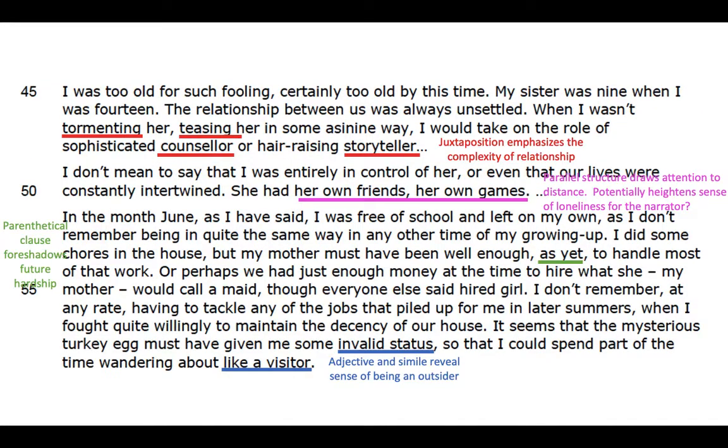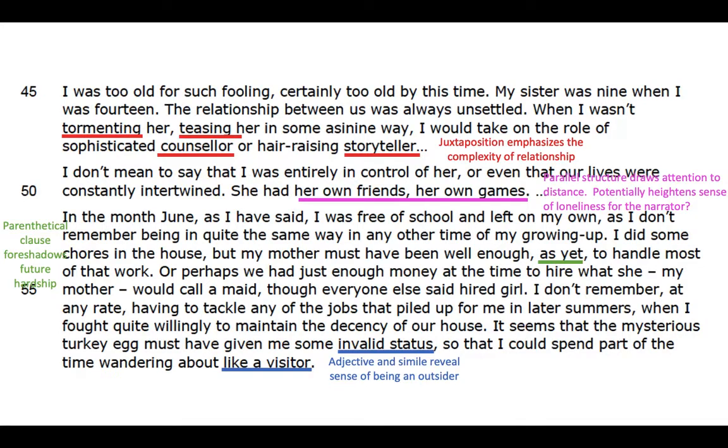And then she highlights her relationship being quite complex with her sister. Not only does she torment and tease her, but she's also her counsellor, her storyteller. So it's not all bad. They've got a complex relationship, which I'd argue a lot of sisters have. I certainly did with mine.